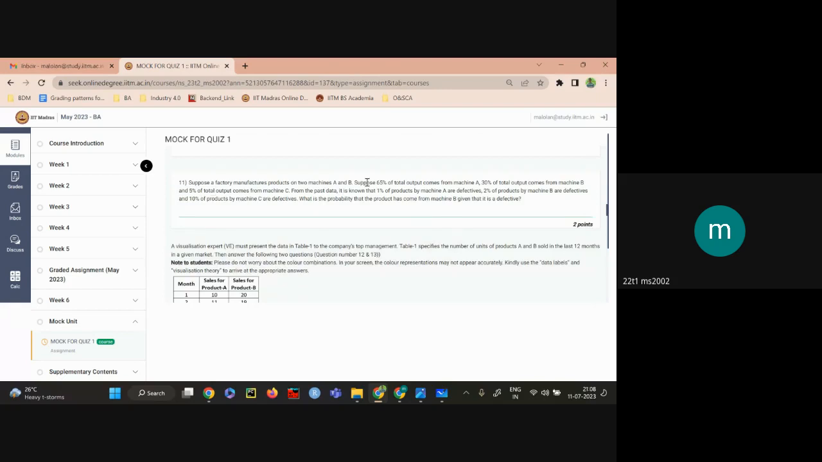Suppose a manufacturer. This is the base rule. 0.65, 0.3. Total output comes from one machine, and 5% comes from another. So here instead of 2, you have 3 places. Instead of 2 machines, it's 3 machines.